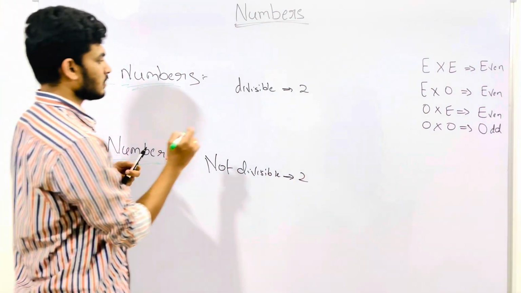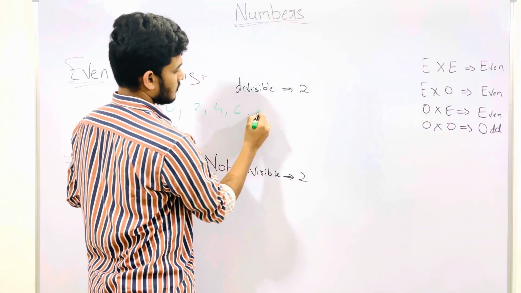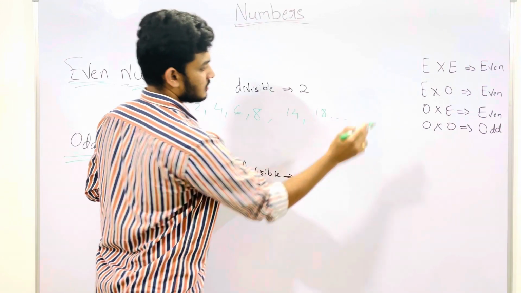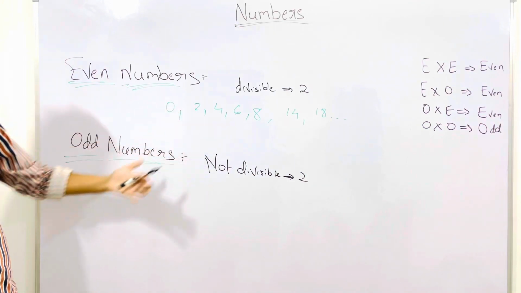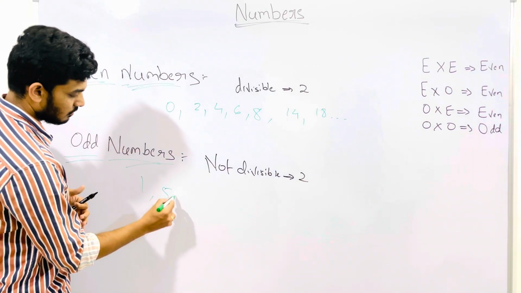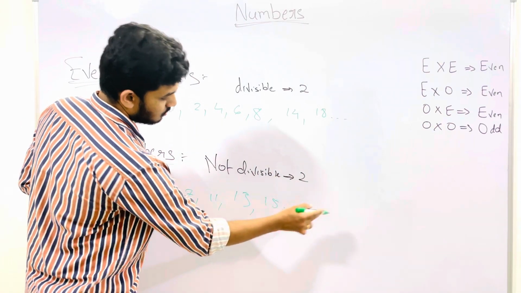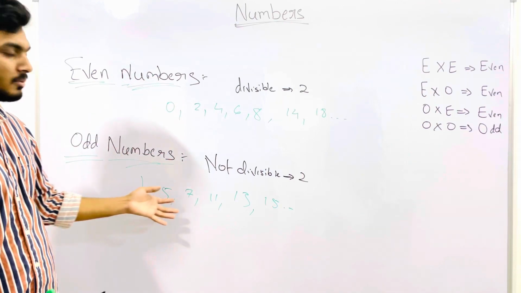Examples of even numbers include 0, 2, 4, 6, 8, 14, 18, etc. Whereas the numbers which are not even numbers, for example 1, 5, 7, 11, 13, 15, and so on, are called odd numbers.